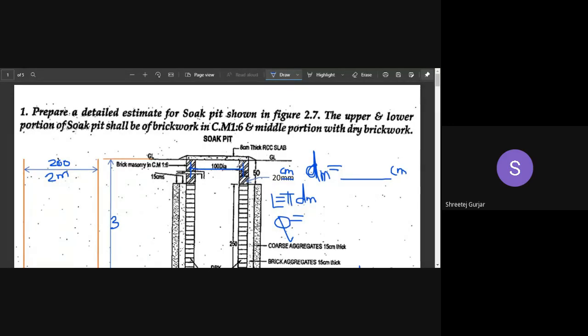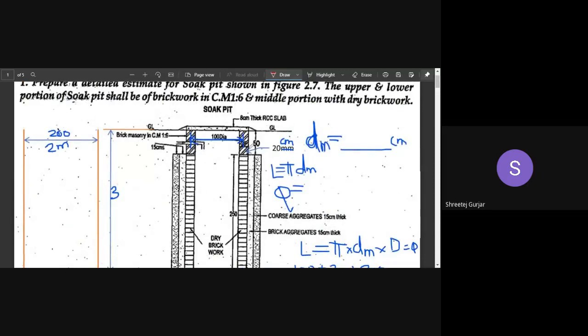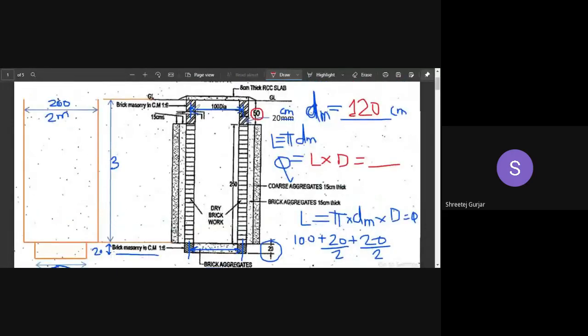This thing which I have shown in blue. Same thing, right? dm is the same as what I have calculated in the bottom part. Same diameter will be at the top portion also. So it will be 120, right? So multiply pi into dm, you will get length, and then length into depth of that section, you will get the total quantity. What is the depth? It is 50. Length into 50, you will get the total quantity. Okay. So this is for your brickwork in your bottom portion, and then separately you have to write for your upper portion. Separately you need to write for both of these. Next.